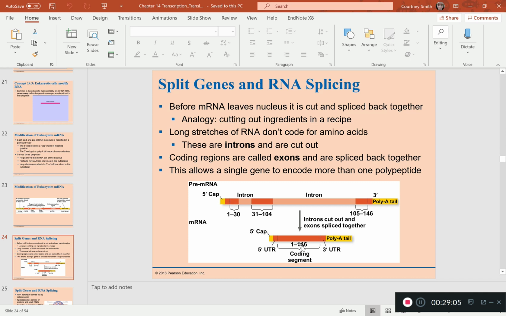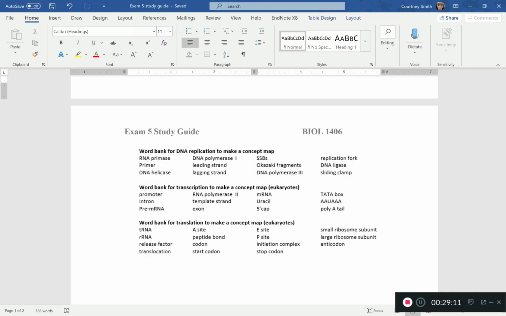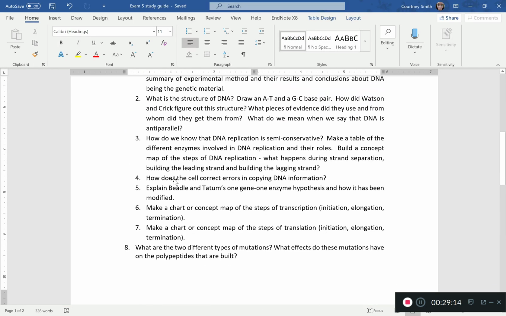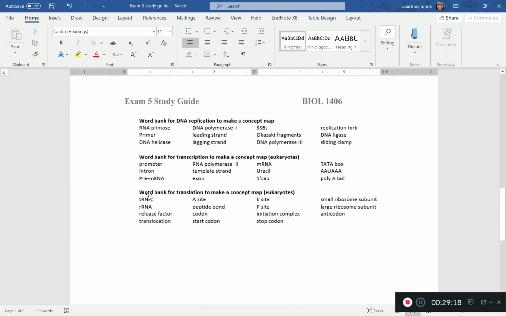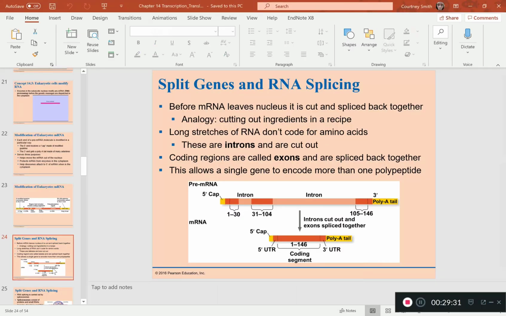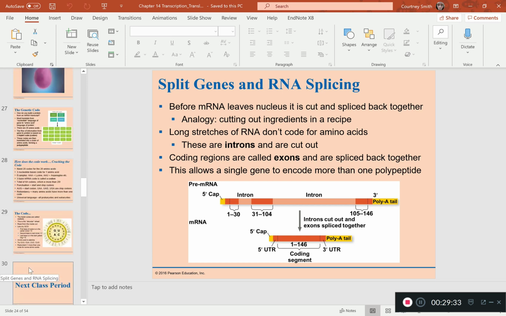So with that, that's going to bring us to translation, if I remember correctly on our review guide. Yes, it's going to bring us to translation. And then right here, all of this vocab is what I want you to know in the context of translation. So let's go ahead and talk about translation. That's also in chapter 14. So let's talk about the first process.